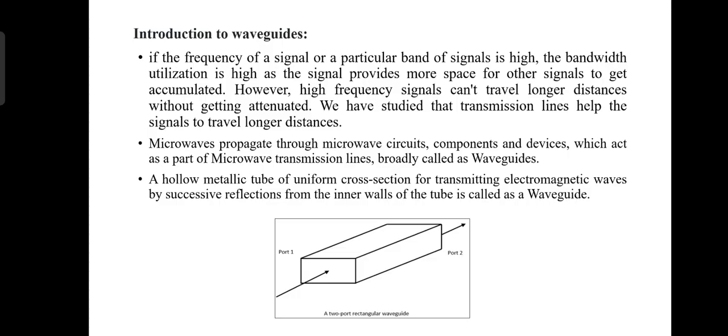Introduction to a waveguide. If the frequency of a signal or a particular band of signals is high, the bandwidth utilization is high as the signal provides more space for other signals to get accumulated. However, high frequency signals can't travel longer distances without getting attenuated. We have studied that transmission lines help the signals to travel longer distances.